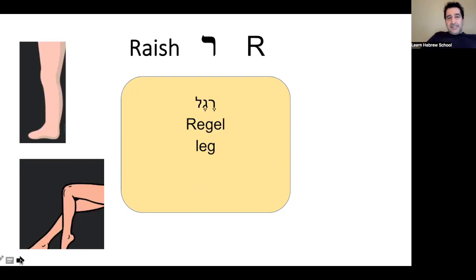The next letter is reish, like R in English. Regel. Reish, gimel, lamed. The reish has a segol. The gimel has a segol. Both of them sound like E. And the word is regel. Regel is feminine, like most of the body parts, like hands. Yad is also feminine. It's a hand. Regel is a leg.